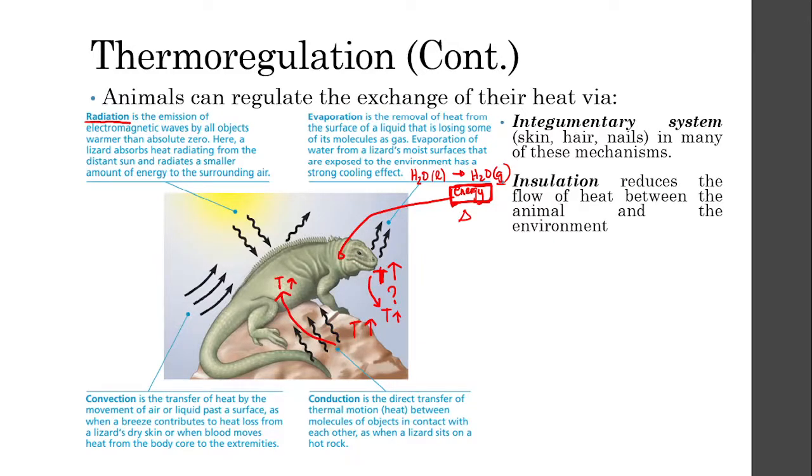More specifically sa buhok natin, or more specifically the fur on the animals. The fur on the animals actually offers what we call an insulation. Insulation helps them lower the flow of heat between the animals and the environment, meaning they retain heat. The reason that we, during winter, sobrang daming nagfa-fur coat, no? It's because of the insulation that is on those fur. When those fur trap air, they could actually retain more heat.